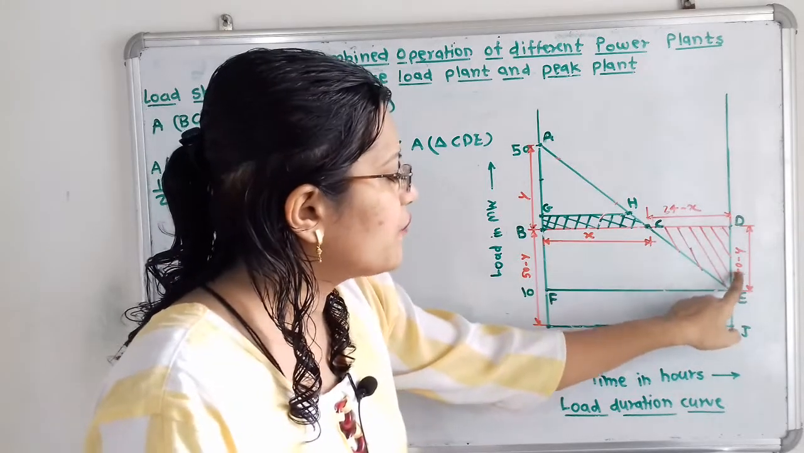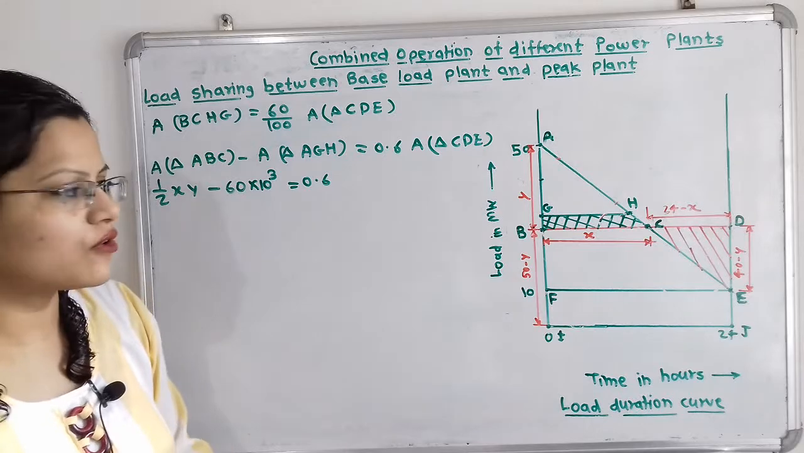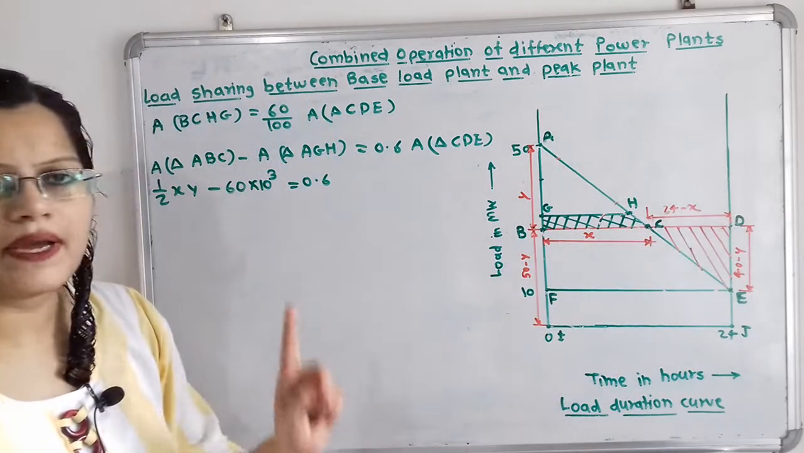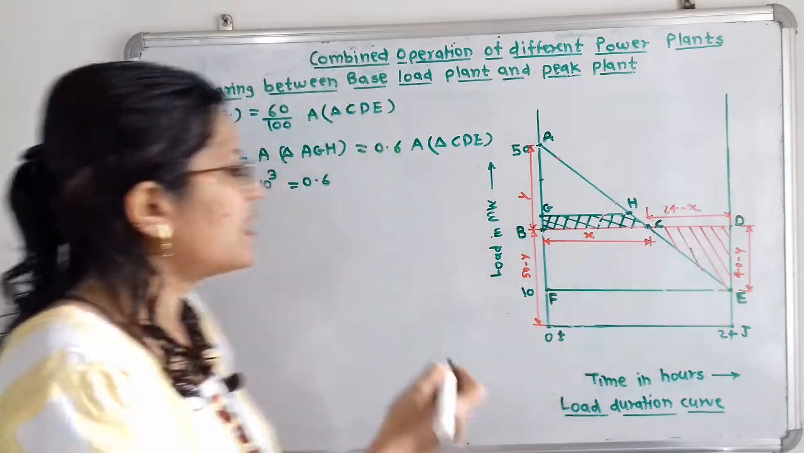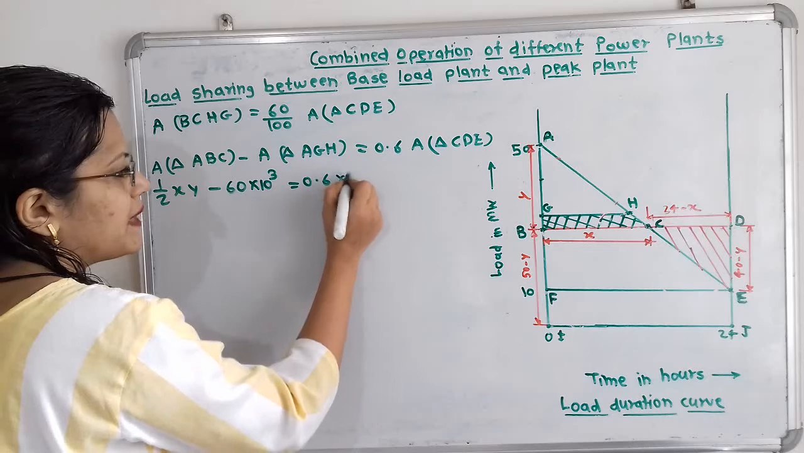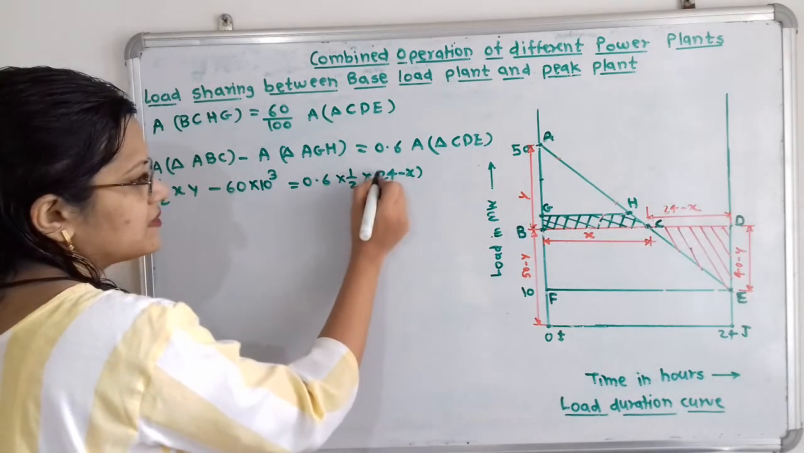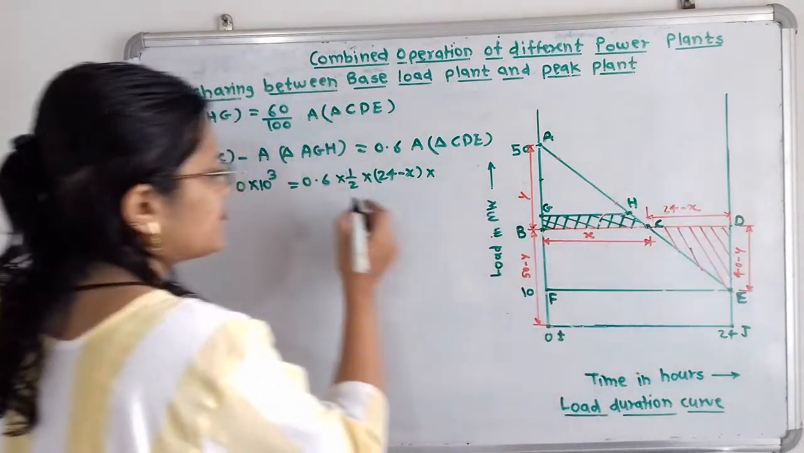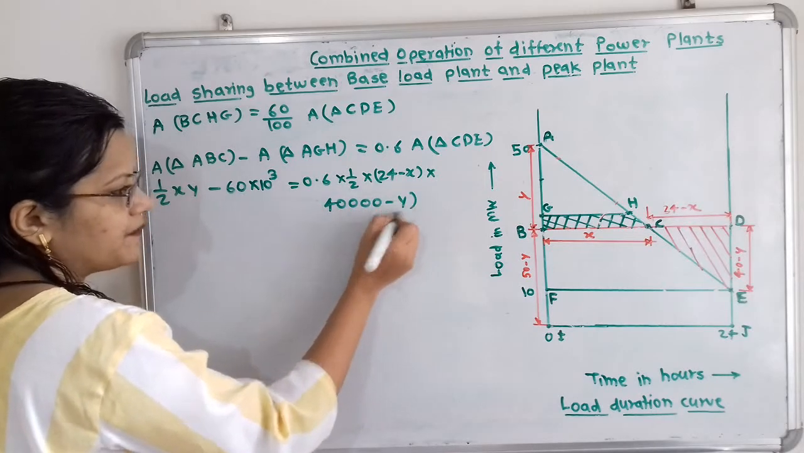Again here 40 is taken in megawatt, so we will convert it into kilowatt. So how can we write this area of triangle? That is half multiplied by base multiplied by height. We will take this as the base and this is the height. So half multiplied by base, that is 24 minus x, multiplied by height. Instead of 40 megawatt we will take 40,000 kilowatt minus y.